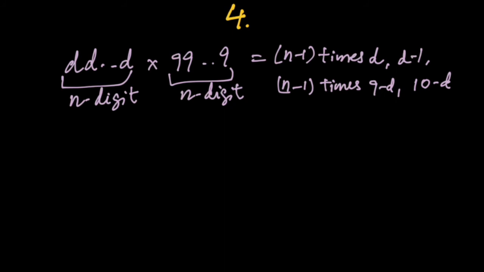So let's do some examples. Say we have to multiply four 3s by four 9s. Here it is a 4-digit number.